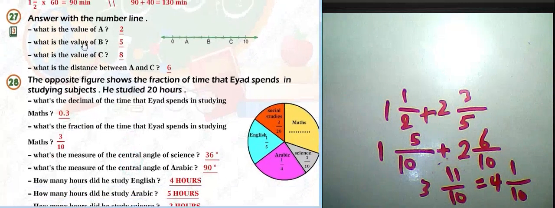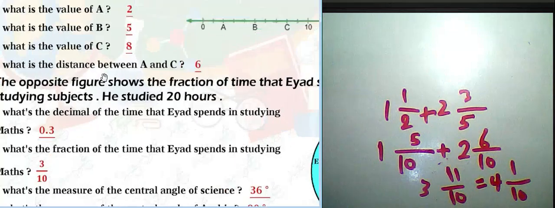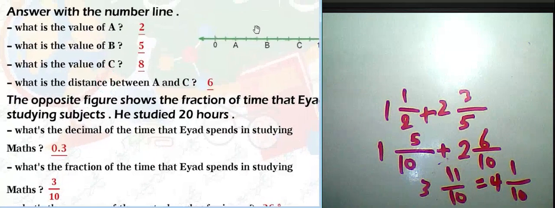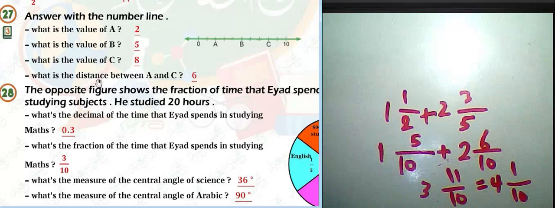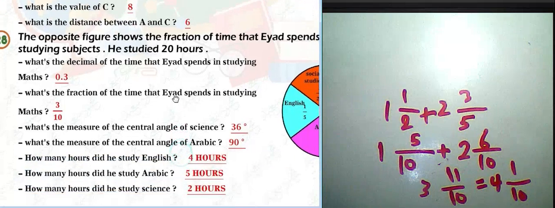Question 27, answer with the number line. What is the value of A? A equals what here? 0, 1, 2. A equals 2. And the value of B, complete: 3, 4, 5, 6, 7, 8. So 5 will be B and C is 8. What's the distance between A and C? We can find the difference here. A is 2, and the value of C equals 8. 8 minus 2 equals 6.